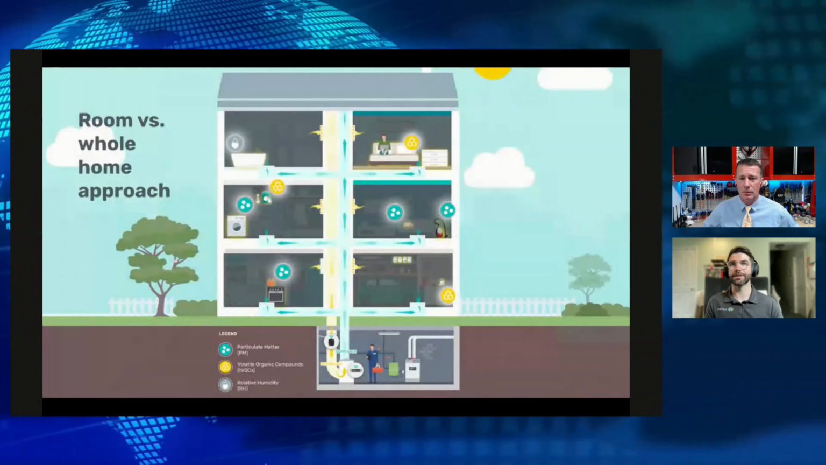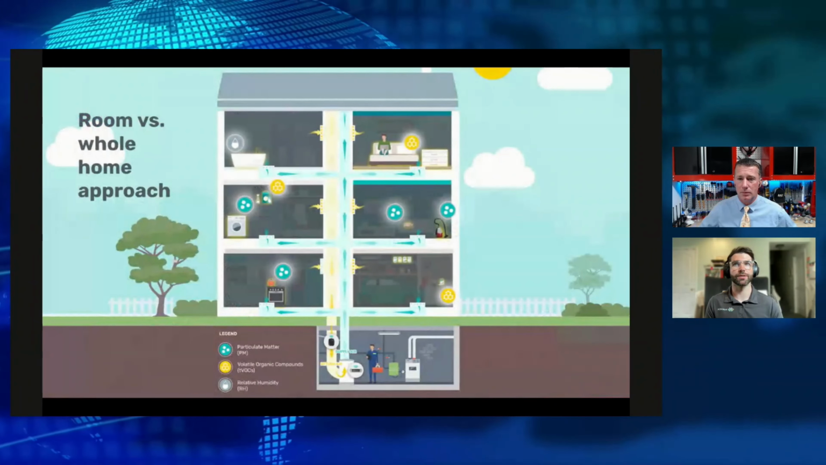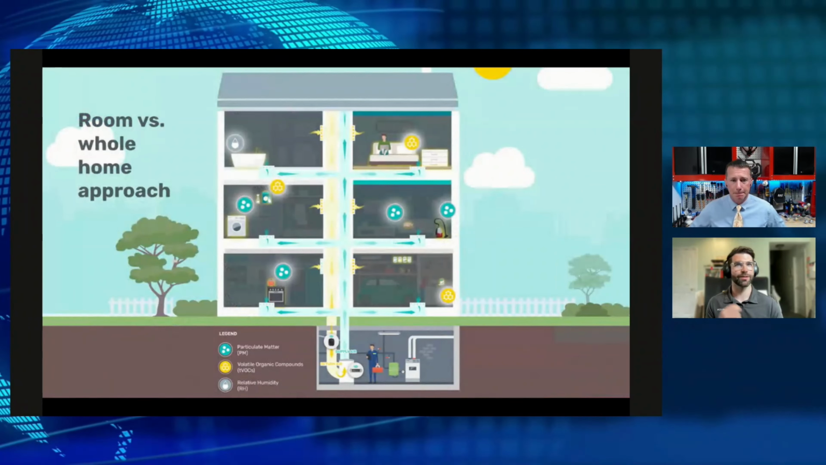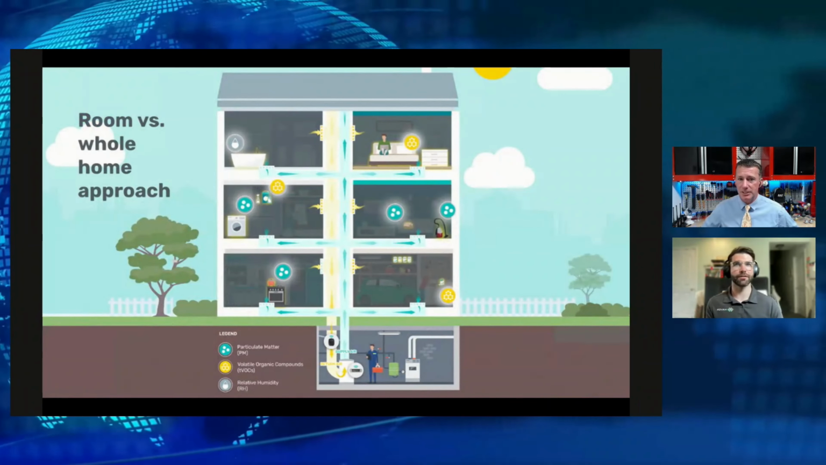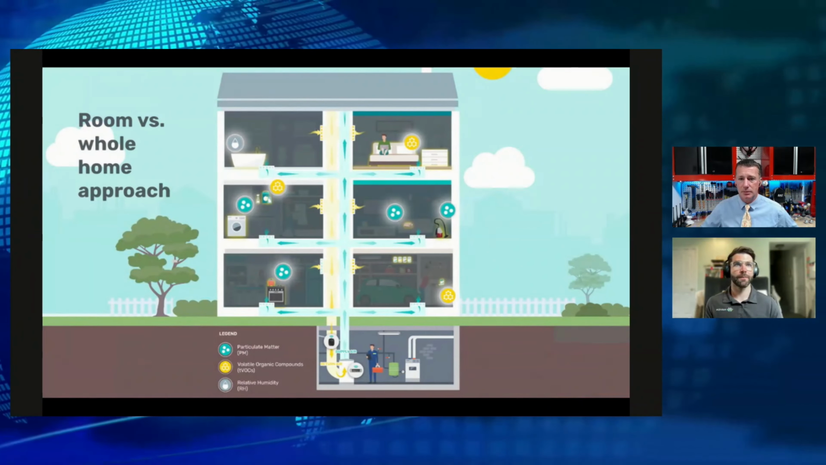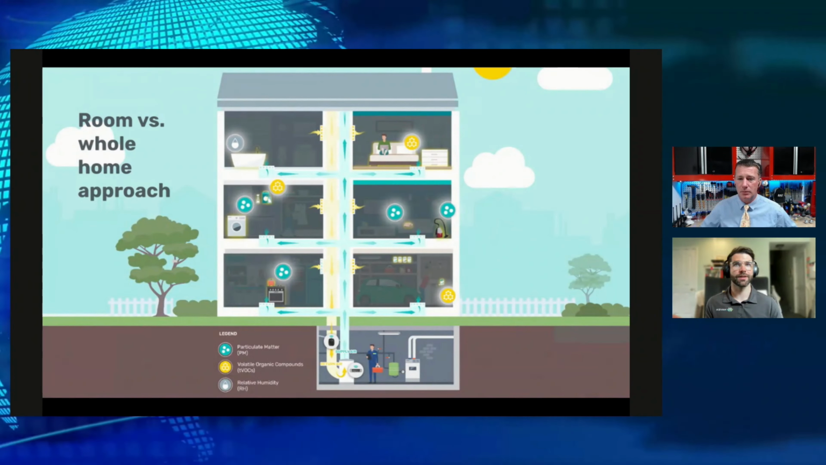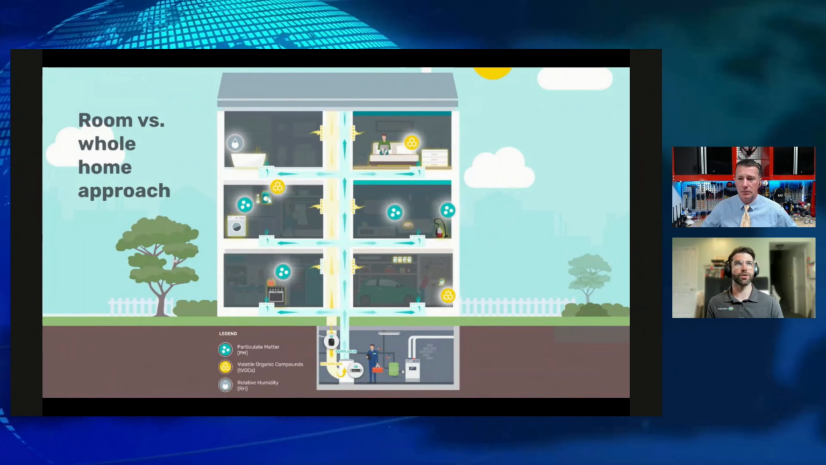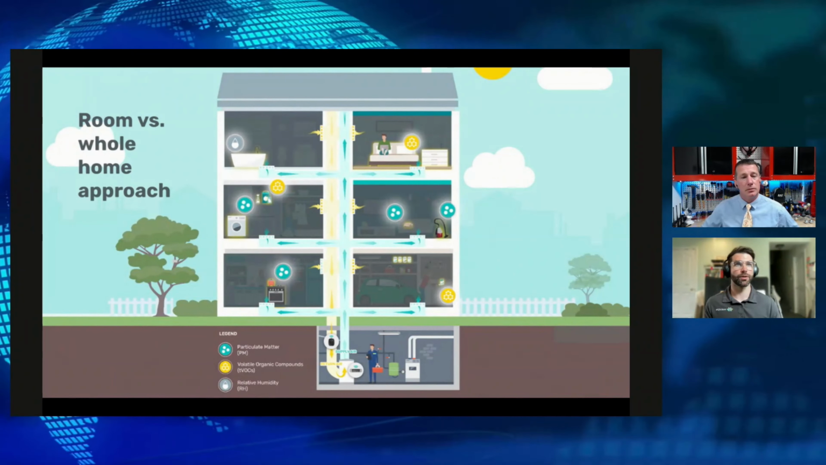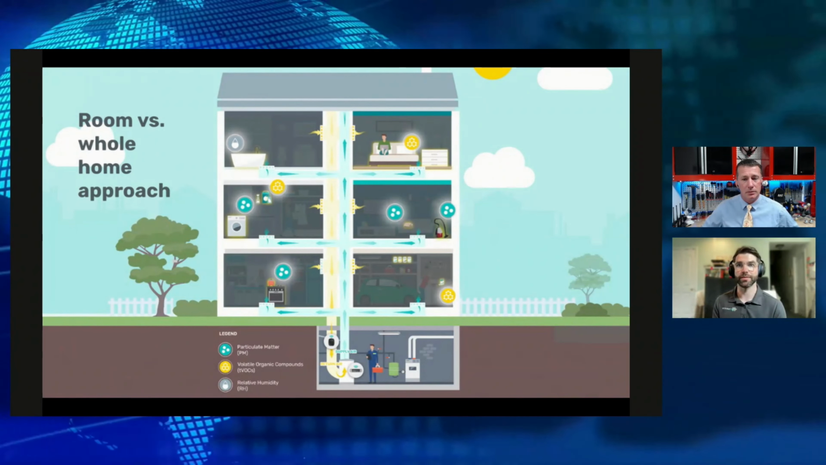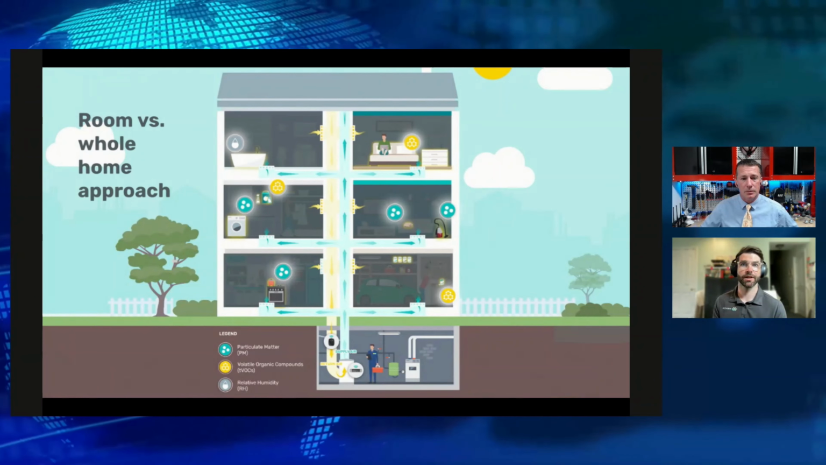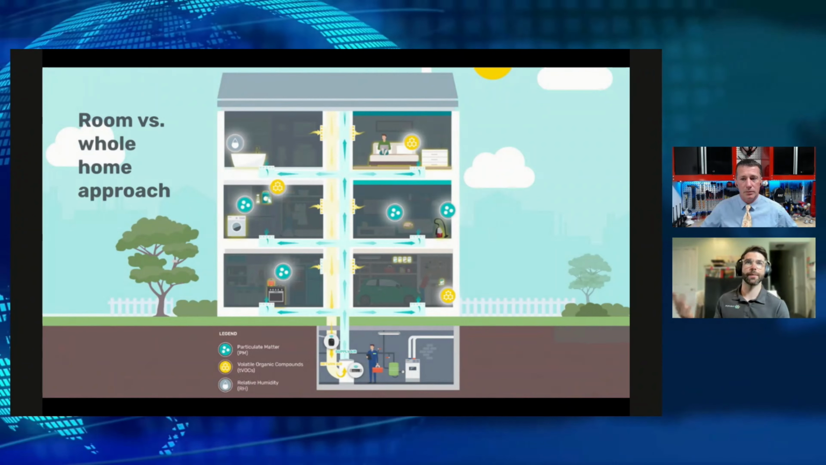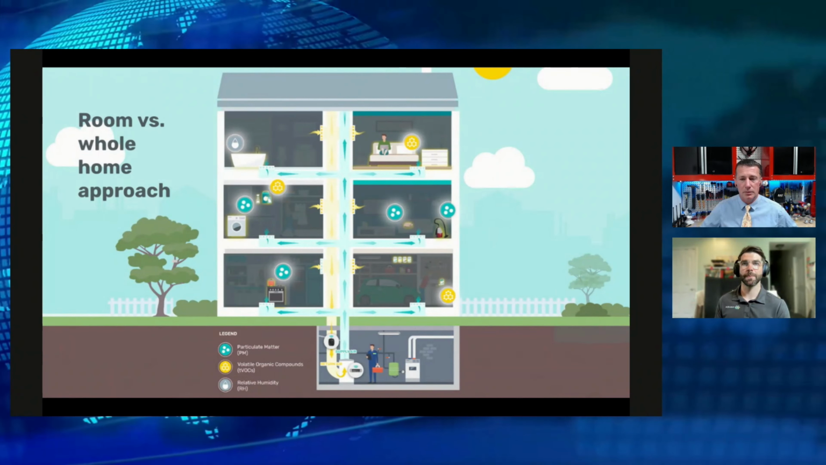So the next nuance with monitoring is the room versus whole home approach. It's similar to what we just talked about with a room humidifier versus a whole home humidifier. Our company, Haven, has invented the first whole home indoor air quality monitor for mostly residential homes. It goes in the return of the heating and cooling system, and it senses all of the contaminated air coming back in the return.